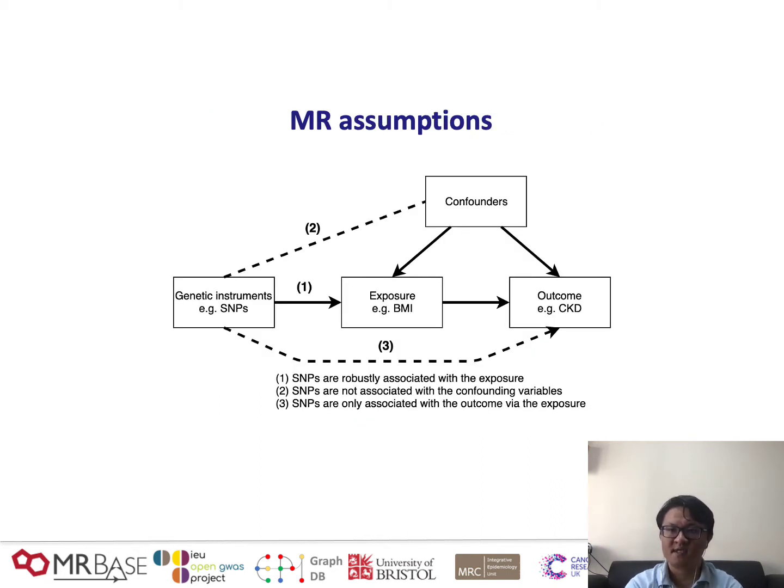Causal inferences using Mendelian randomization require the following assumptions to be true. First, the SNP truly affects the protein. Second, the SNP affects disease only through the protein. And third, the SNP is not associated with confounders.